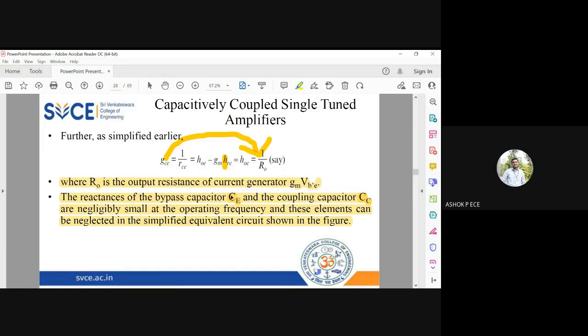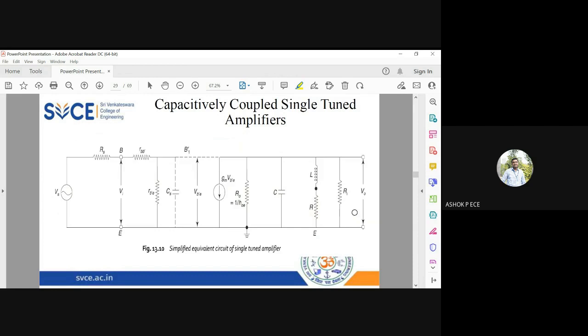Amplifier. So I am neglecting these two capacitances in the equivalent diagram. So this is the final equivalent diagram you see: Vs, Rs, RB'E, the simplified capacitance Cs, one capacitance, gm Vb'e, R naught. Here we have GCE. GCE is going to be R naught.